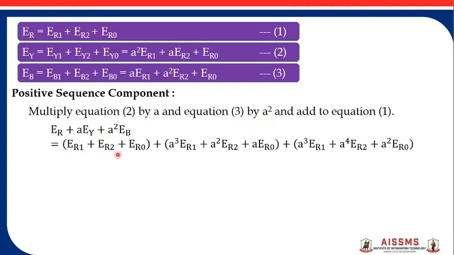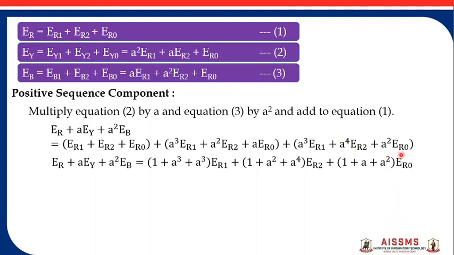On the right hand side, ER1 plus ER2 plus ER0, the first equation will remain as it is. The second equation we multiply by A, so this becomes A cube ER1 plus A square ER2 plus A into ER0. Similarly, we multiply equation 3 by A square, so it becomes A cube into ER1 plus A raised to 4 into ER2 plus A square into ER0.